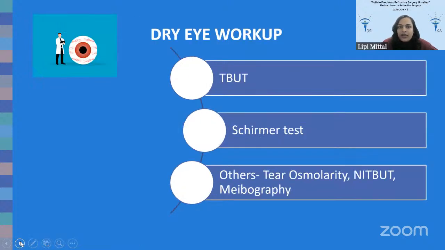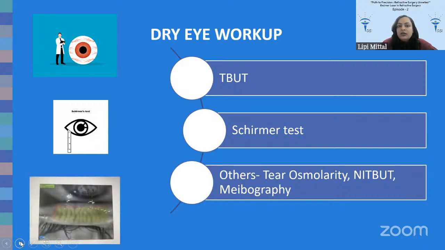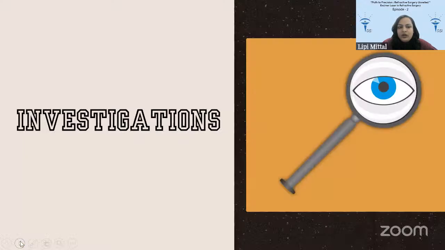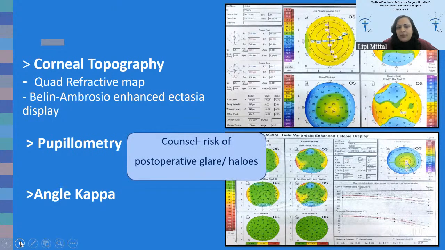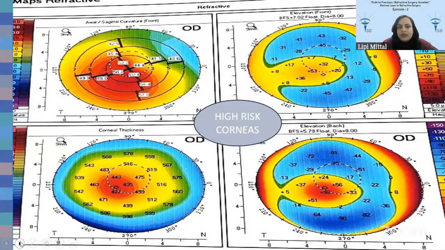As we all know, dry eye is a very known complication post-refractive surgery. So a detailed dry eye workup should be done in all the patients, and dry eye should be treated first. Now, coming to the investigations, I won't go into the details, but corneal topography should be done in every patient depending on whatever modality is available in your center. We should basically rule out the ectasias or forme fruste keratoconus in which LASIK is contraindicated. Pupillometry and angle kappa measurement is important as we have to counsel the patient for the risk of post-operative glare and halos. So these are some of the high-risk corneas.